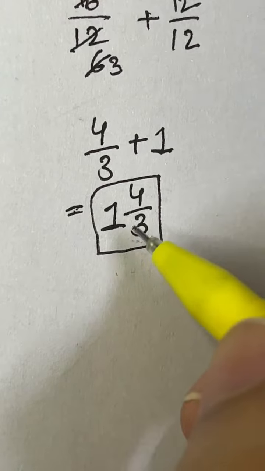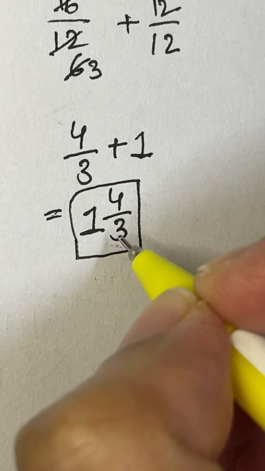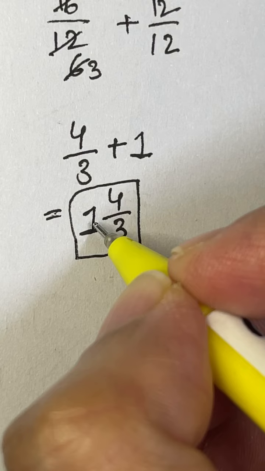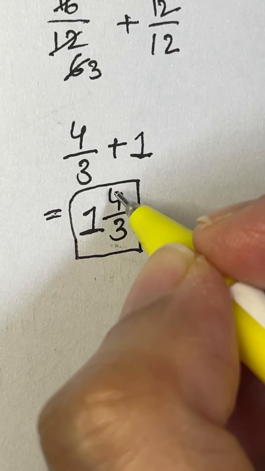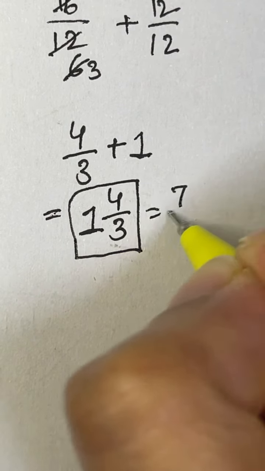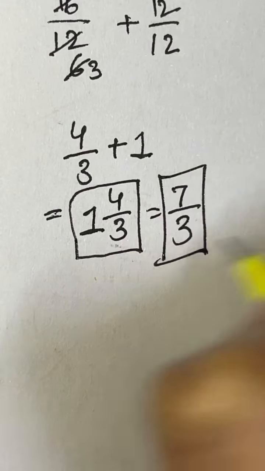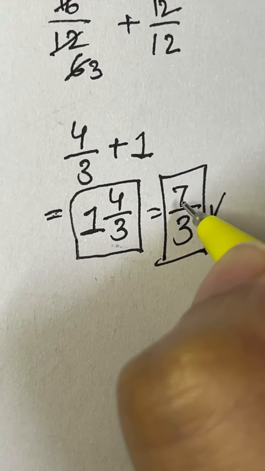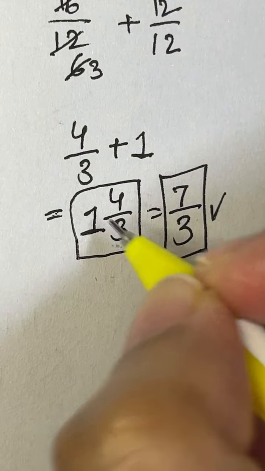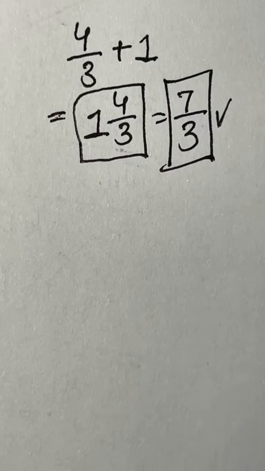Okay, now let's see. When you convert it to an improper fraction, what do you do? You go in a cyclic way. 3 times 1 is 3, 3 plus 4 is 7. So you have 7/3. If you want it as an improper fraction, you have this answer. If you want it as a mixed fraction, you have this answer. Okay, let's see another question.